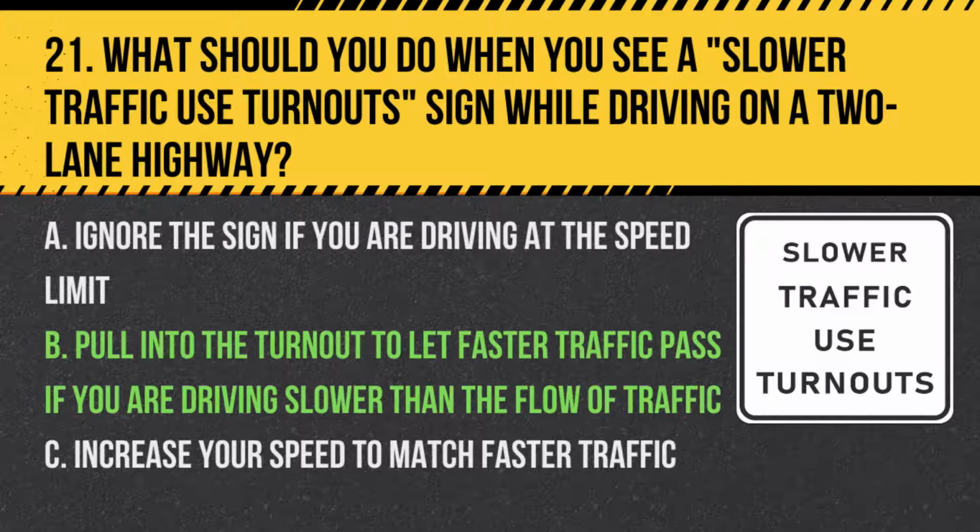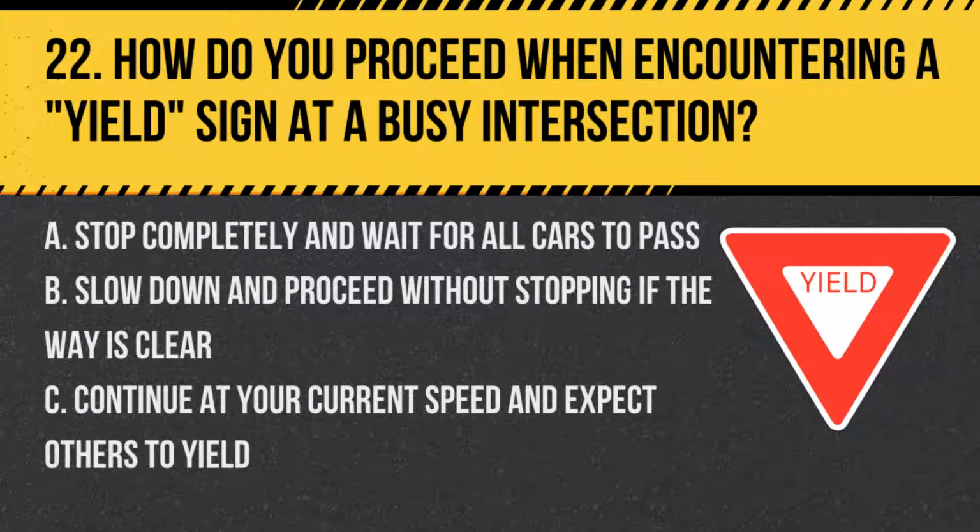Answer B. Pull into the turnout to let faster traffic pass if you are driving slower than the flow of traffic. This sign is used to maintain traffic flow on two-lane highways, and slower drivers should use turnouts to let faster traffic pass.